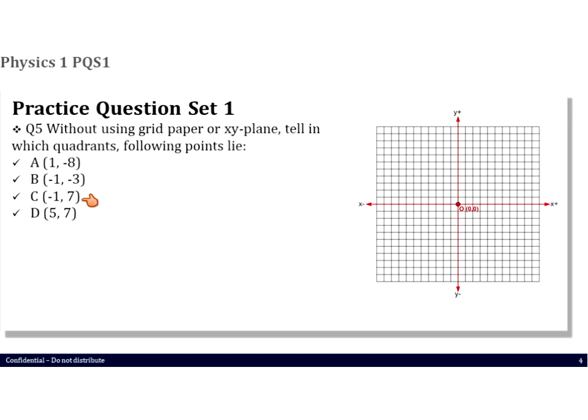Okay, in C, we are going one step along negative x-axis and then 7 steps along positive y-axis. So that is second quadrant over there, okay? Minus 1, plus 7. Okay, what about the fourth one, D, 5, 7? What quadrant is that? The simplest one. Okay, good.